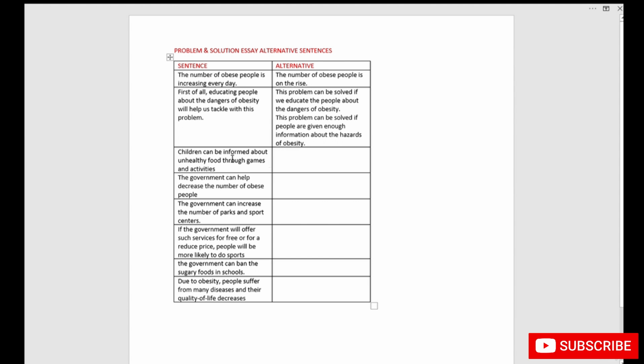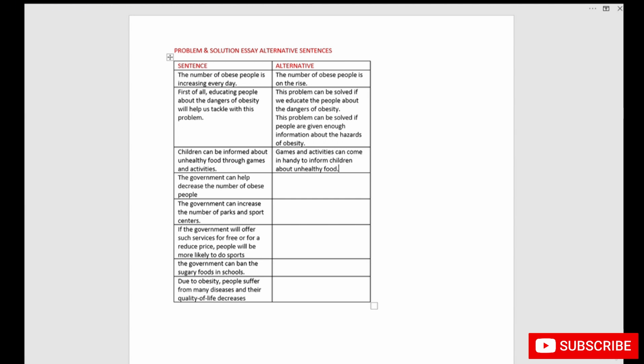Now let's look at this sentence. Children can be informed about unhealthy food through games and activities. I'm going to change the subject. I'm going to say games and activities can come in handy. It's another way of saying they can be useful, come in handy, to inform children about unhealthy food.